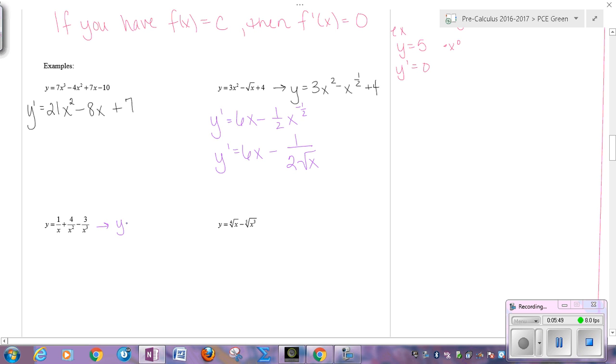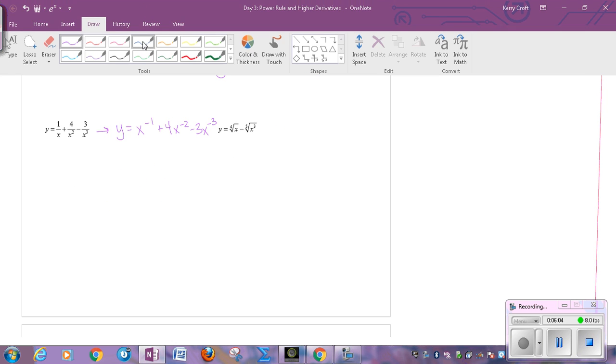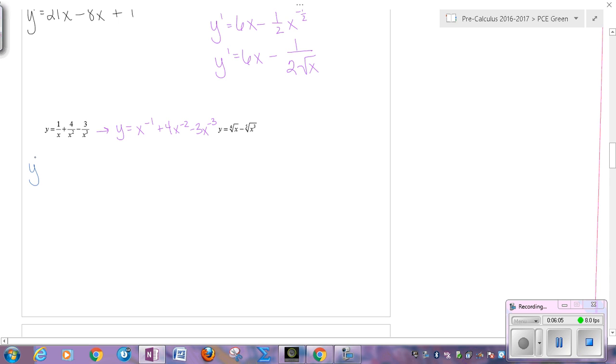This one I'm going to rewrite with negative exponents before I take the derivative. So this is x to the negative 1 plus 4x to the negative 2 minus 3x to the negative 3. So what I want to do is, when I take the derivative, this is going to help me when I subtract from my exponent. So my derivative is going to become negative x to the negative 2 minus 8x to the negative 3 plus 9x to the negative 4.